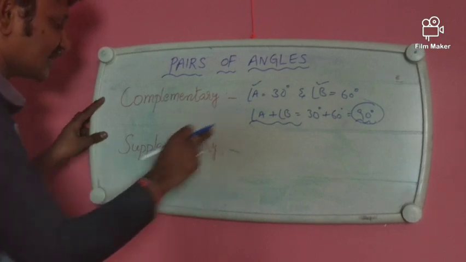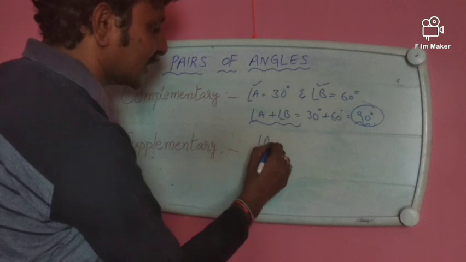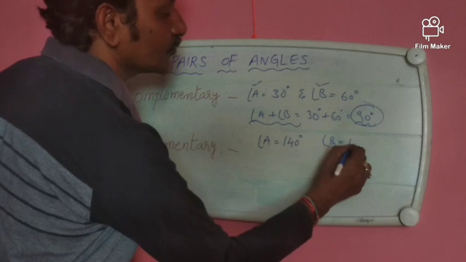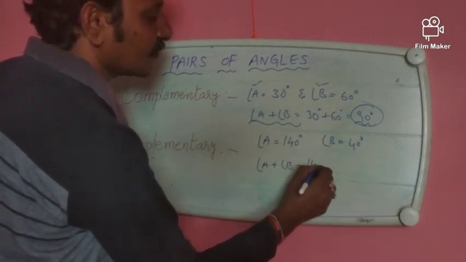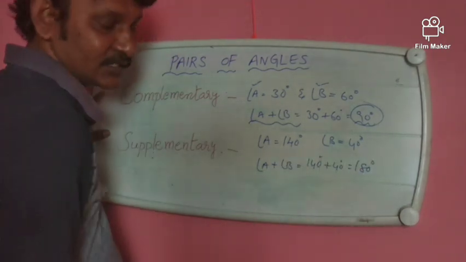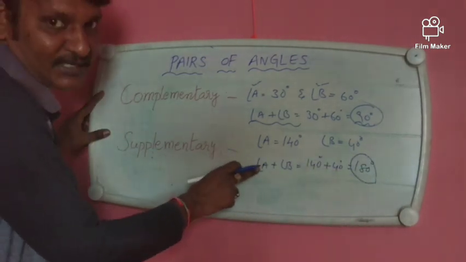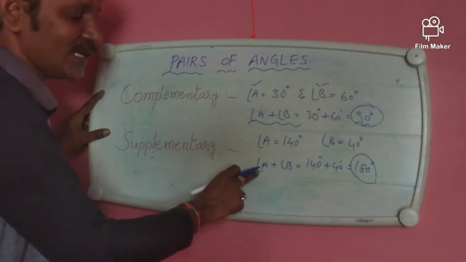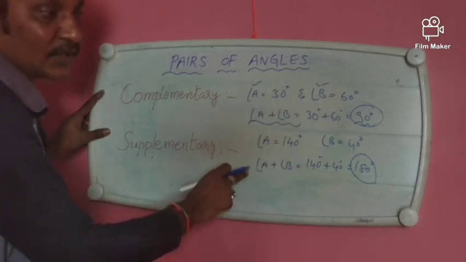Similarly, you can discuss supplementary angles also. Clear? What is a supplementary angle? Suppose I take angle A equal to 140 degrees and angle B equal to 40 degrees. Now I am adding angle A plus angle B, so 140 plus 40 degrees, and we get 180 degrees. So their sum is 180 degrees. That's why these two are called supplementary angles. So angle A and angle B are supplementary to each other. Angle A is called the supplement of angle B, and angle B is called the supplement of angle A. Clear?